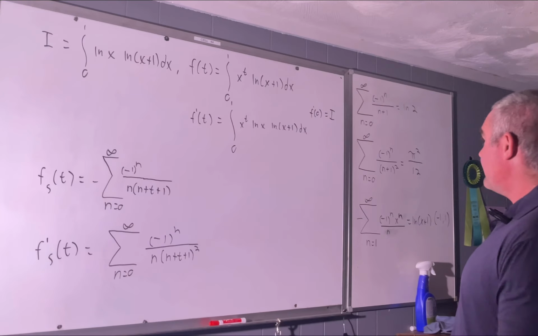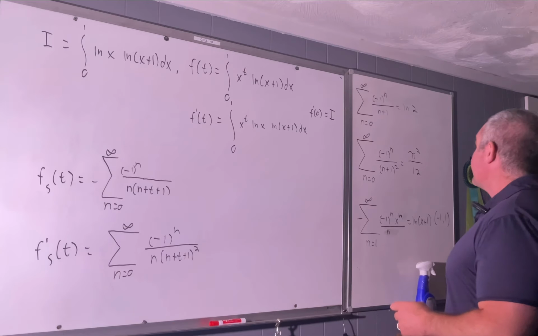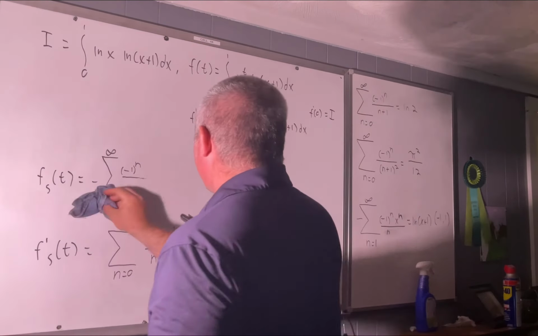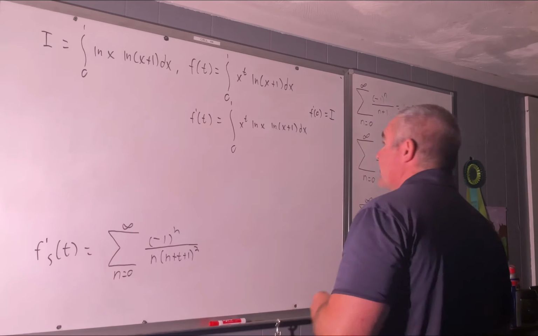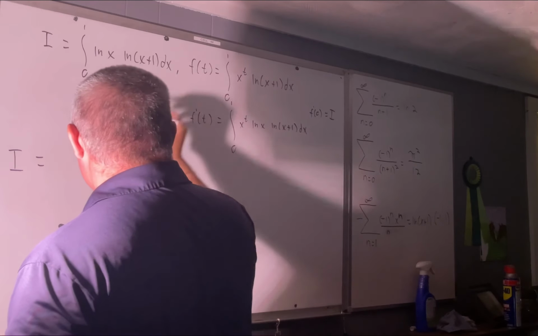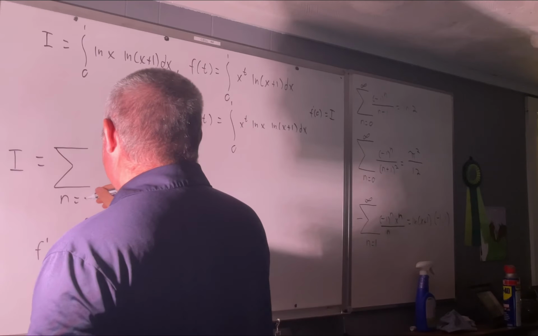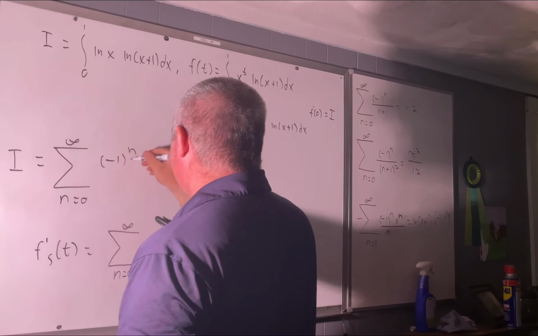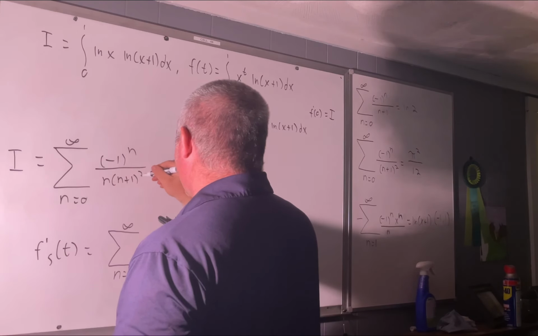All right, so there's our f prime expressed as a sum in terms of t. Well, now we just plug in 0 and we have I. So let's write that down right here. So that means that I is equal to the sum as n goes from 0 to infinity of negative 1 to the n over n times n plus 1 all squared.